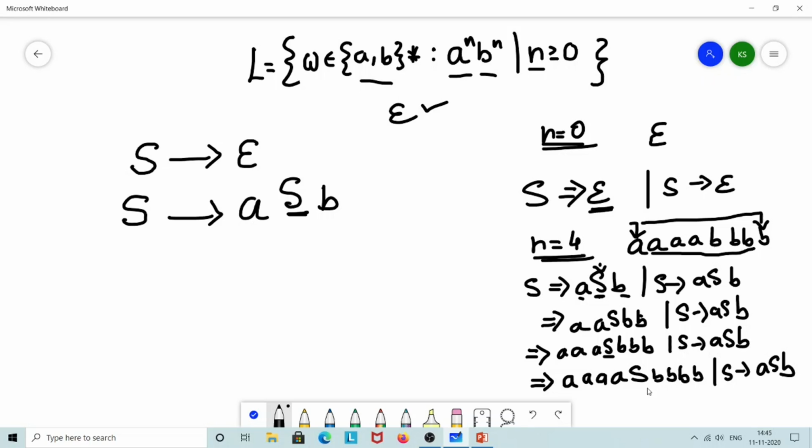And finally, in my derived string I shouldn't encounter any non-terminal, so this S has to be removed somehow. What can I do? I have to evaluate it to epsilon by applying the rule S gives epsilon. So what do I get? 4 a's followed by 4 b's. This is the valid string as per the value of n, right? And which rule is applied? S gives epsilon. So I should be able to generate a string for any valid n value as per the definition of the language. So this is the required rule.